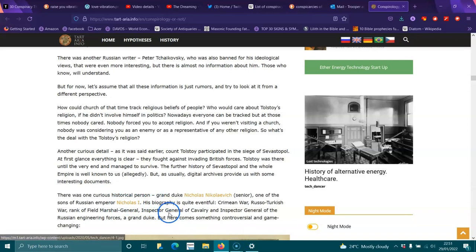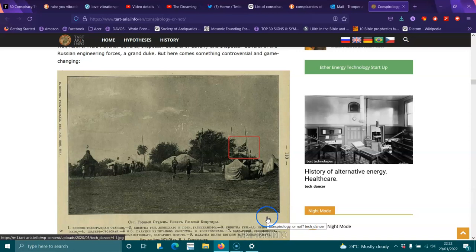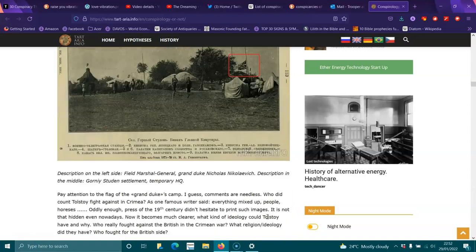His biography is quite eventful. Crimean War, Russian-Turkish War, rank of Field Marshal General, Inspector General of the Cavalry, and Inspector General of the Russian Engineering Forces. A Grand Duke? But here comes something controversial and game-changing. Pay attention to the flag of the Grand Duke's camp. I guess comments are needless.